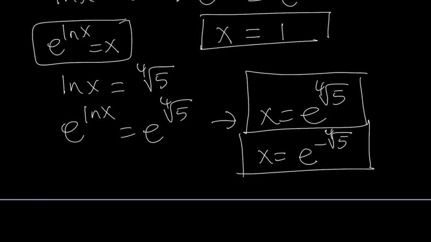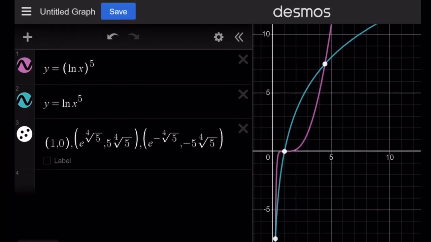Let's go ahead and take a look at the graph and see what this looks like. All right, great. So we have the graph of ln of x to the fifth power, which is the purple one, and the other one, which is, I think, blue, is (ln x) to the fifth power. And notice that they intersect at 3 points. We talked about 3 different solutions: 1, e to the fourth root of 5, and e to the power negative fourth root of 5. And this brings us to the end of this video.